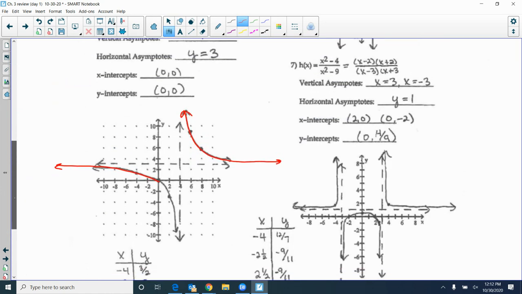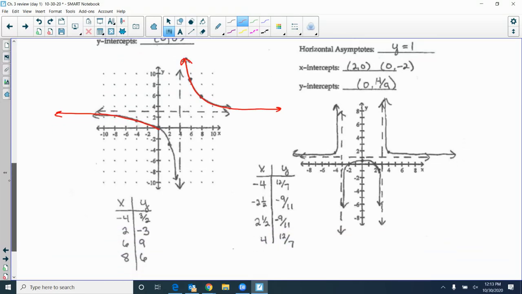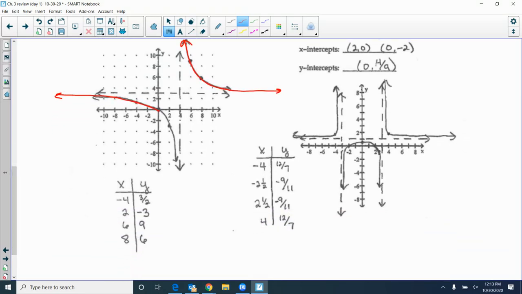And 7, factor when needed. Okay, factor when needed. So you get 3 and -3 as your vertical asymptotes. It does hit at 2 and -2, and it just barely goes over that x-axis, but it will at 4/9. And then it has to be going along the horizontal asymptote to the left and to the right. Okay. All right, any questions at this point?